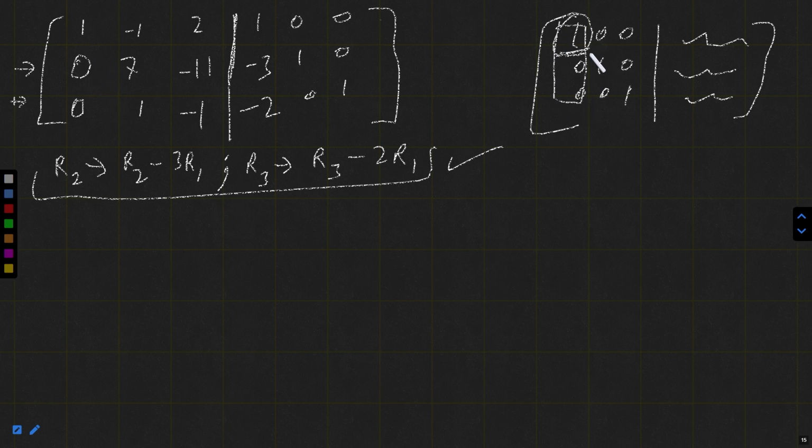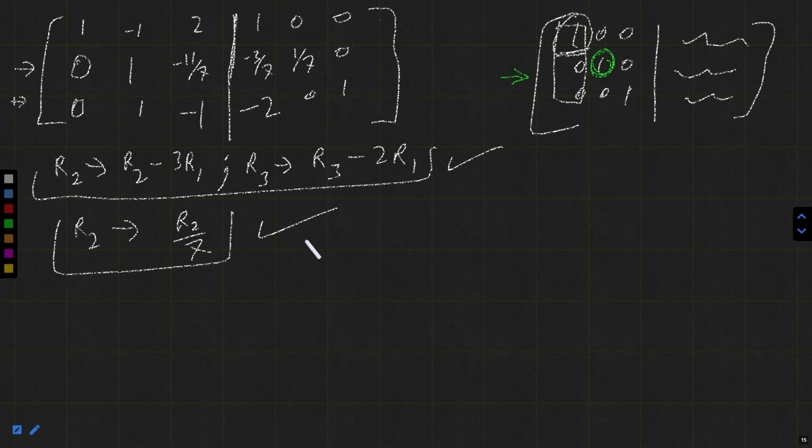Nice. Now the next step is to make this second row, second column element 1. How am I going to make it? Quite simple, just divide by 7. So R2 will now be R2 divided by 7. So you will have 1, you will have minus 11 by 7, minus 3 by 7, 1 by 7, and 0 by 7, which means just 0. Clear? Done.